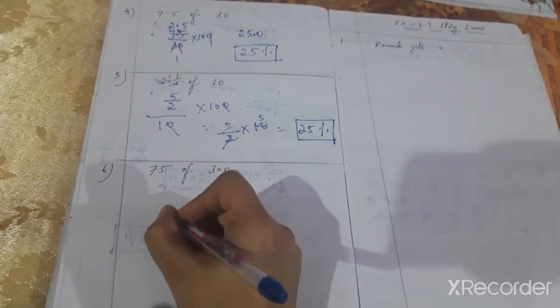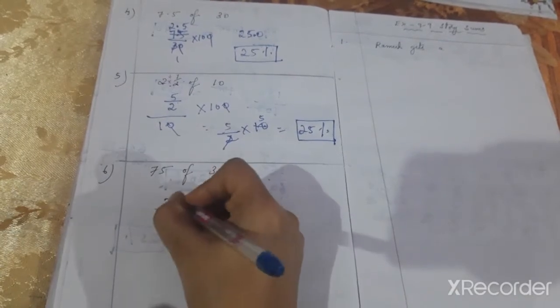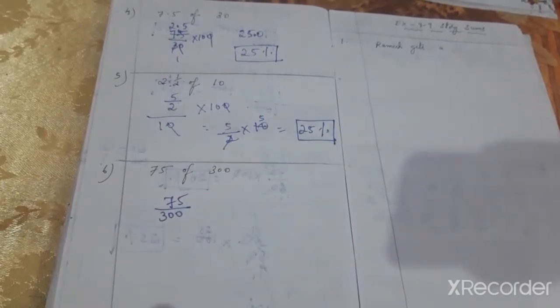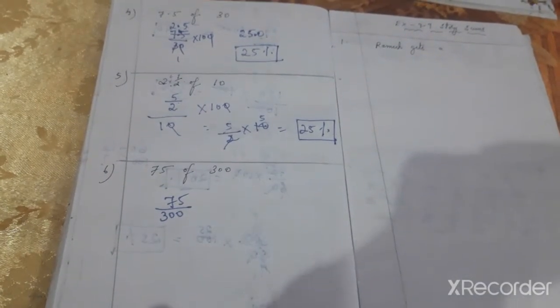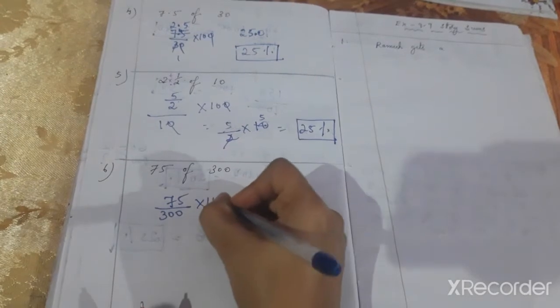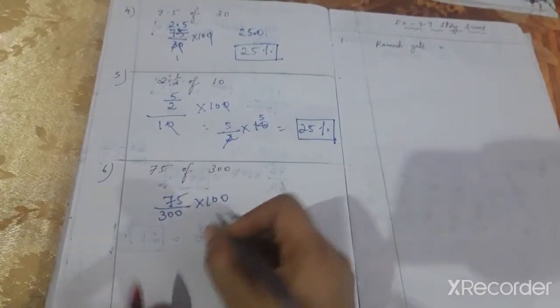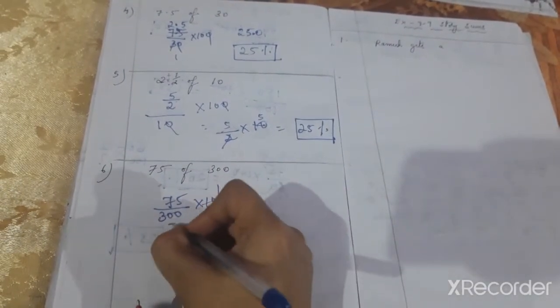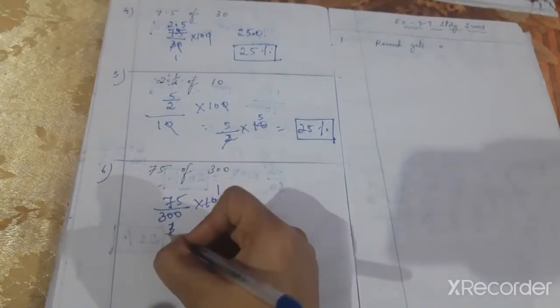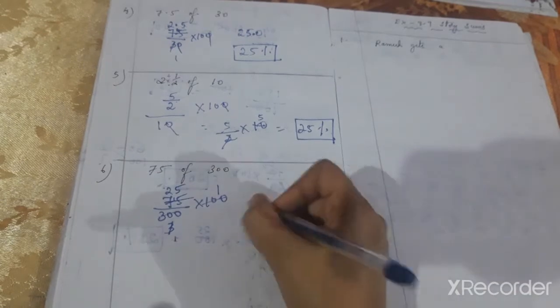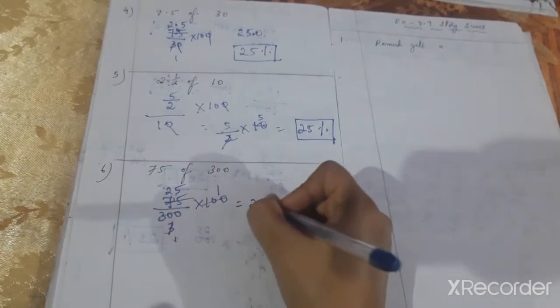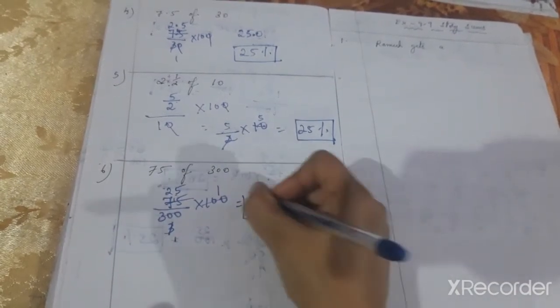75% of 300. So out of 300, 75 is a score, into 100. 100 ones are 100, 100 threes are 300. Now 3 ones are 3, 3 twos are 6, 1 carry, 3 fives are 15. Now 25 into 1 is 25 percentage.